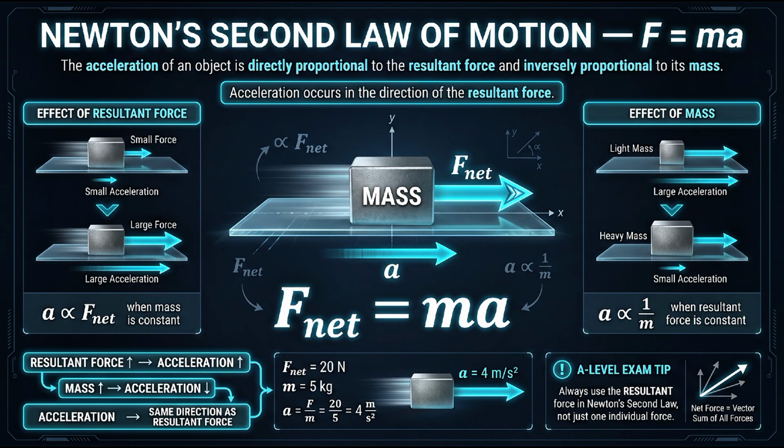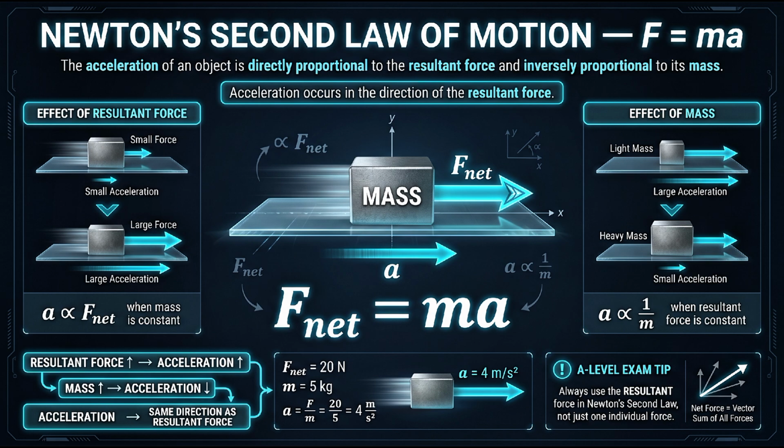If the backward forces are greater, the car accelerates backward, which in the context of its original forward motion means it is slowing down. The image also highlights an important A-level examination point. Always use the resultant force in Newton's second law rather than simply using one individual force. This is a very common source of mistakes. Before applying F equals ma, you should identify all the relevant forces, determine their directions, and calculate their vector sum. Only after finding the resultant force should you substitute it into Newton's second law.